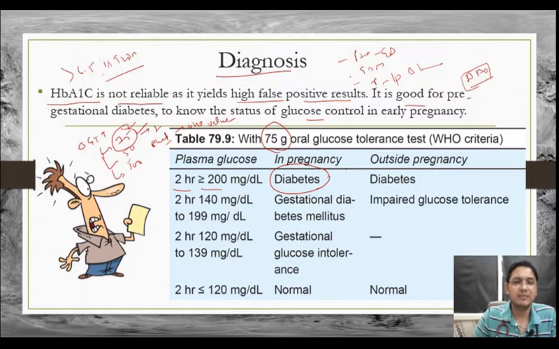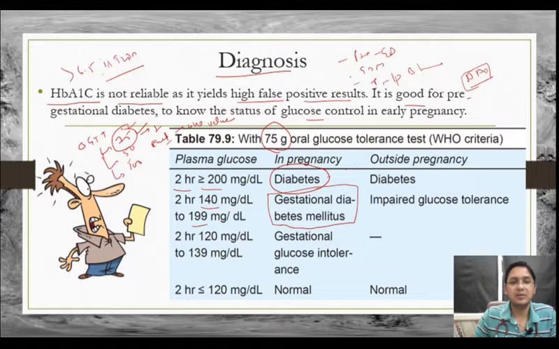And if the blood sugars are between 140 and 199, it is gestational diabetes. This is the important factor we are discussing now. If the blood sugars are between 140 and 199, this is gestational diabetes, meaning the patient is diagnosed for the first time in pregnancy.